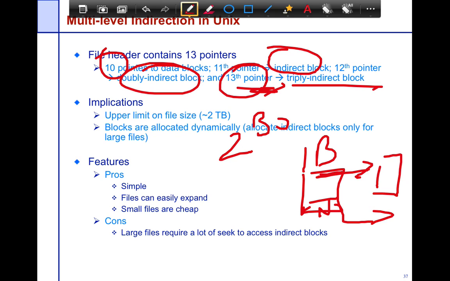And the con is that large files require a lot of indirect indexing in order to get to the data. So compared to FAT, if you had a large file, then you'd have to follow multiple levels of pointers to get to the data itself.